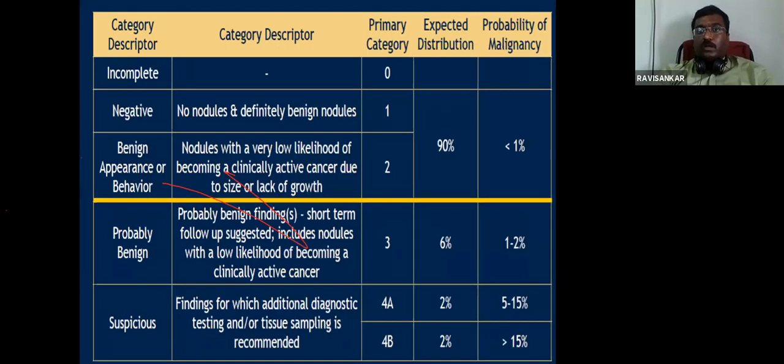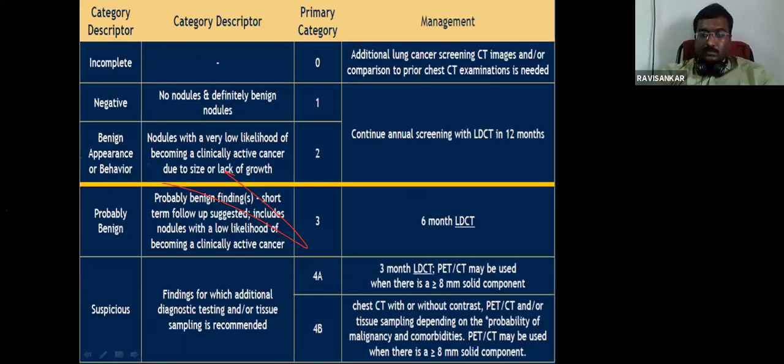Now the scoring system, that is Lung-RADS. Like you have BI-RADS, for lung you have Lung-RADS scoring, which shows the distribution of the risk of malignancy. When the Lung-RADS score is up to 2, you can just continue annual screening with low dose CT annually.